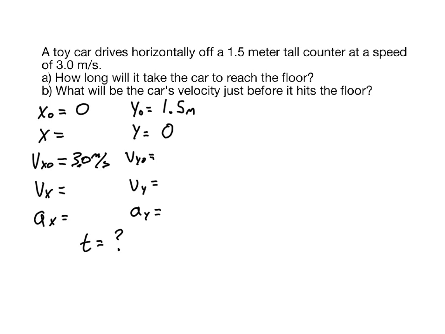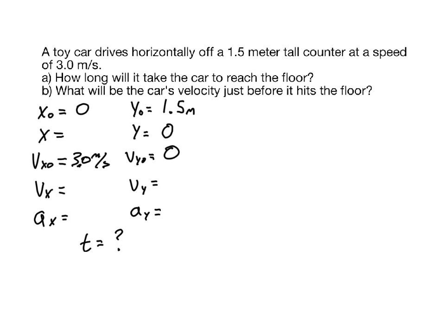Let's see, for the y direction, we also could talk about initial velocity there. The toy car drives off horizontally. So what's its vertical speed there? It doesn't have any, 0. It's not moving up, it's not moving down for that first instant. But then it starts moving downward. Why does it move downward? Because gravity is pulling on it.